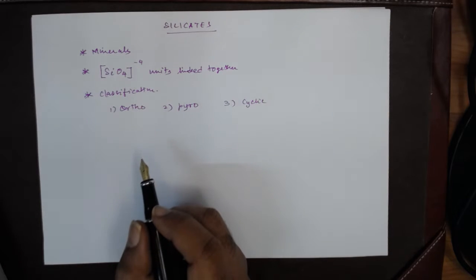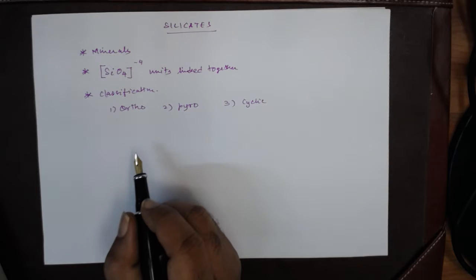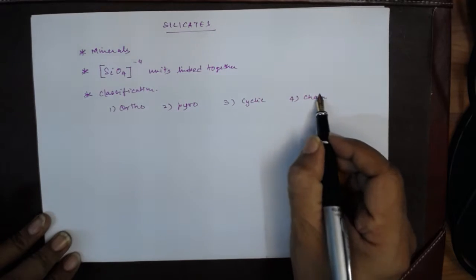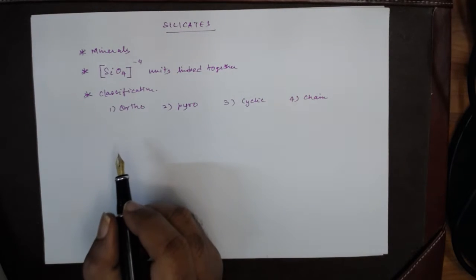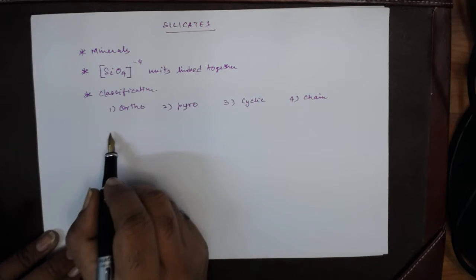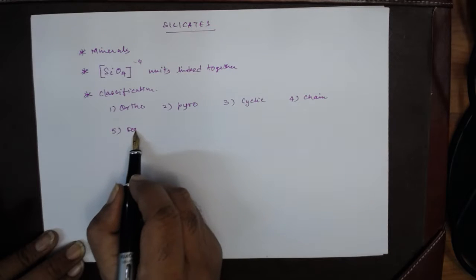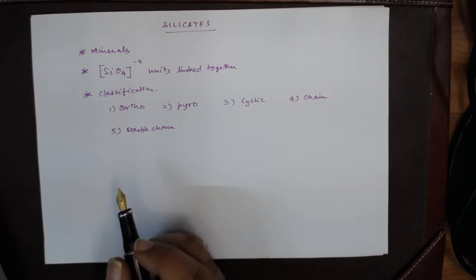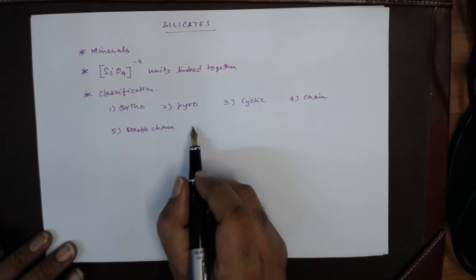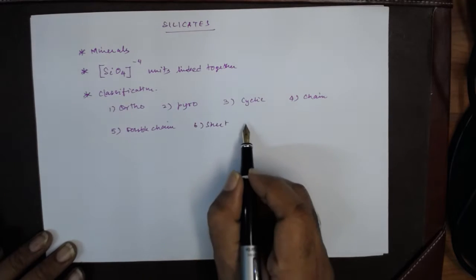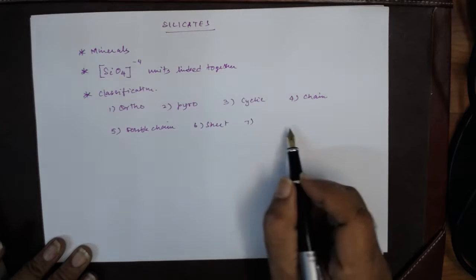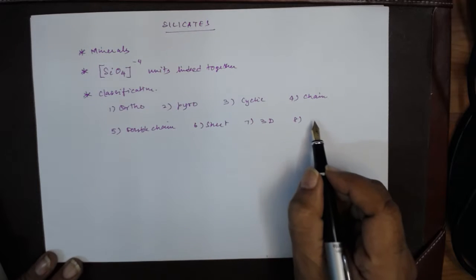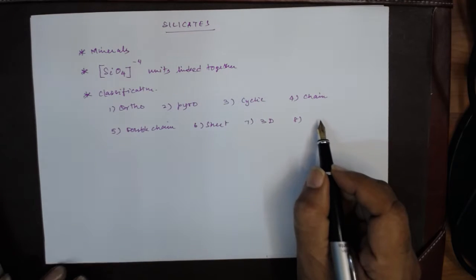then we have chain silicates, double chain silicates, sheet silicates, three-dimensional silicates, then zeolites.